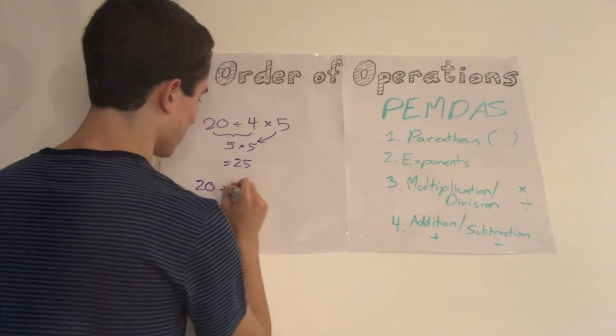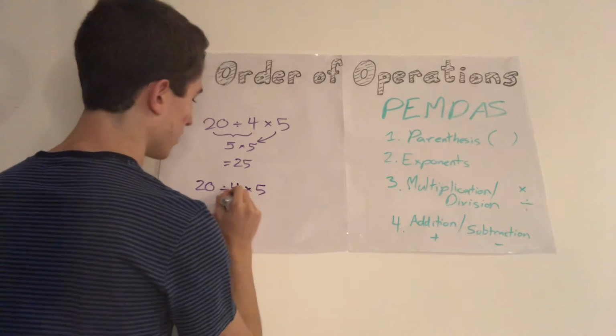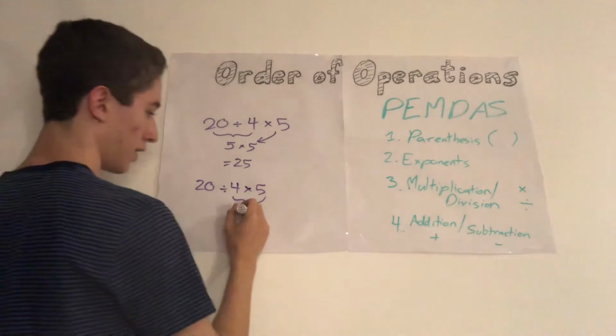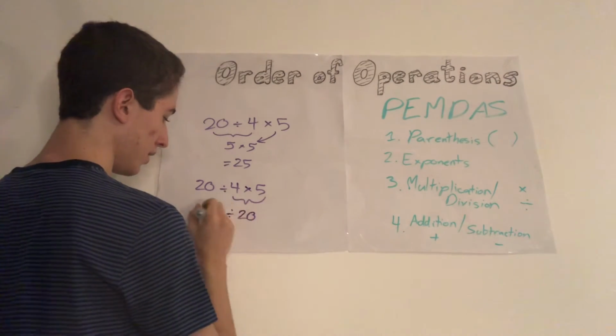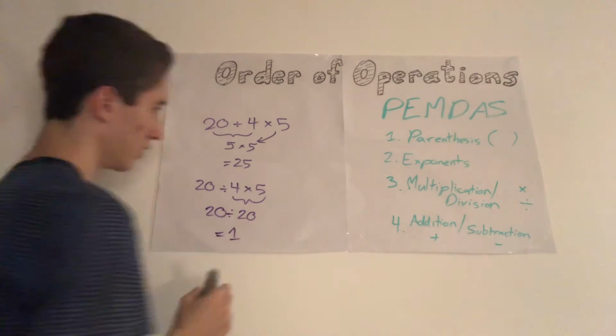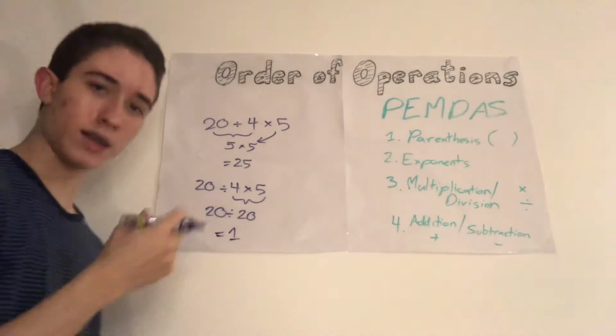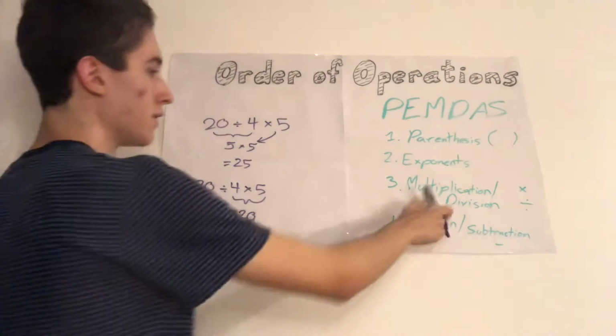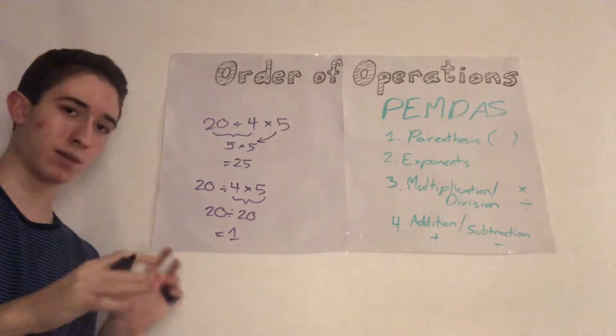But if you start with the right, and you multiply 4 times 5 first, then you get 20. And 20 divided by 20 is 1. So in this case, you did get 2 different answers by switching the order of multiplication and division. And this will happen sometimes.